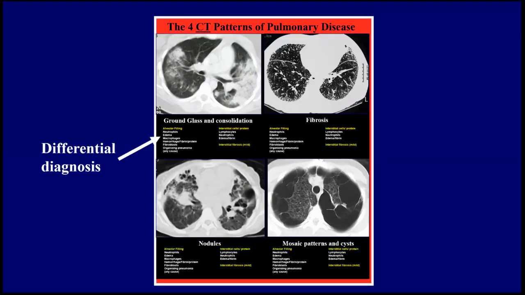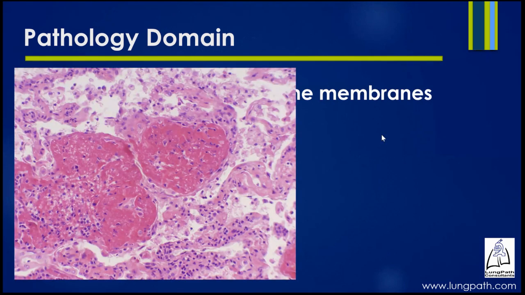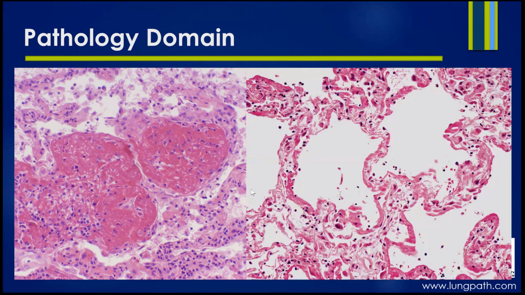You can think of the radiology as having patterns, just as we do in pathology and as we do clinically. And here you can see ground glass and consolidation, fibrosis, nodules, and mosaic patterns. And each of these has a differential diagnosis associated with it. The pathology domain has acute morphology, which is edema, fibrin, and hyaline membranes. They look like this. Here we have fibrin in the alveolar spaces. Here we have inflammation in the interstitium. Here we have hyaline membrane formation. These are all part of the acute pattern.